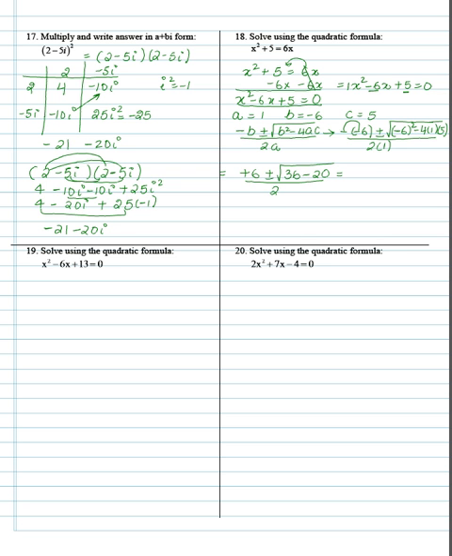36 minus 20 is 16. 6 plus or minus square root of 16 over 2. Square root of 16 is 4. 6 plus or minus 4 over 2. So I have two cases here. Case A, 6 plus 4 over 2, which is 10 over 2. That is 5. B, 6 minus 4 over 2, which is 2 over 2. That is 1. So your answer, x is equal to 5 and 1.